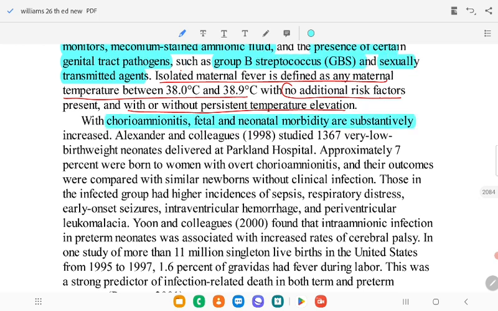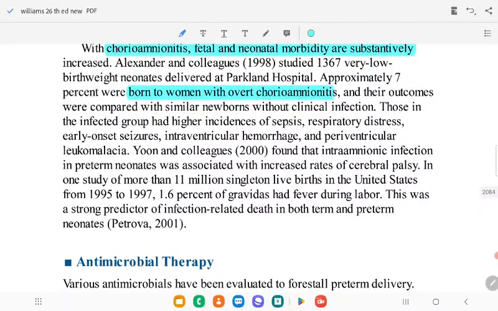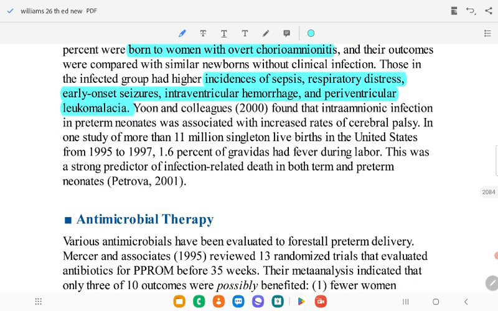Alexander and colleagues studied very low birth weight neonates delivered at Parkland Hospital. Approximately 7% were born to women with overt chorioamnionitis. Their outcomes were compared with similar newborns without clinical infection. Those in the infected group had a higher incidence of respiratory distress, seizures, intraventricular hemorrhage, and periventricular leukomalacia. Colleagues found that intraamniotic infection in preterm neonates is associated with increased risk of cerebral palsy.